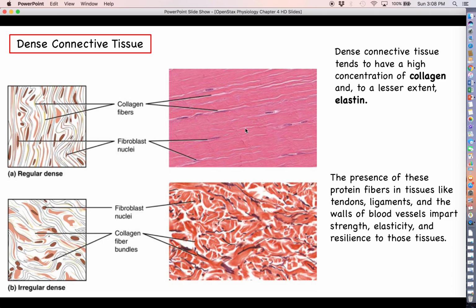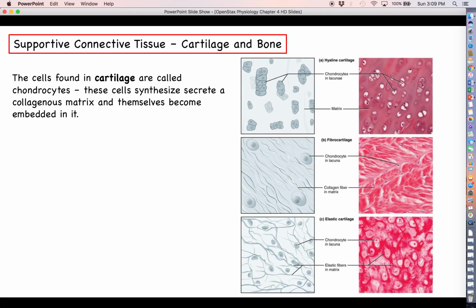The presence of these protein fibers means that we're going to be dealing with a lot of tendons and ligaments and things that have a lot of structural strength and integrity, and we owe a lot of that to the protein fibers that we just talked about.